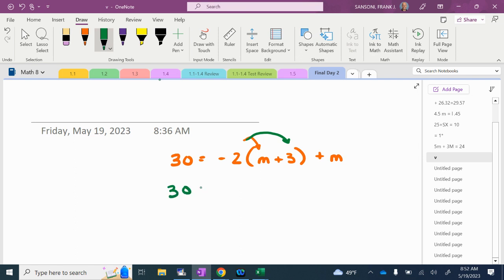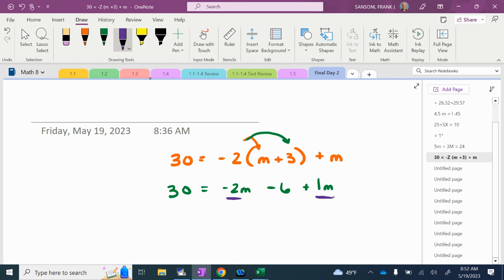So I've got 30 equals, what's negative 2 times m? Negative 2m. What's negative 2 times 3? Negative 6. I don't see a number in front of my m, so 1, right? So it's a 1m. So let's combine some like terms. Let's go purple.